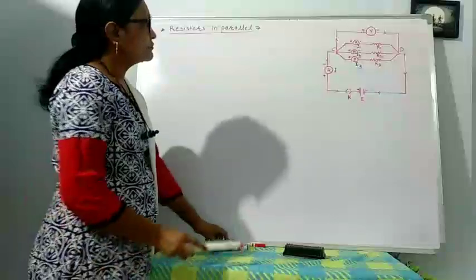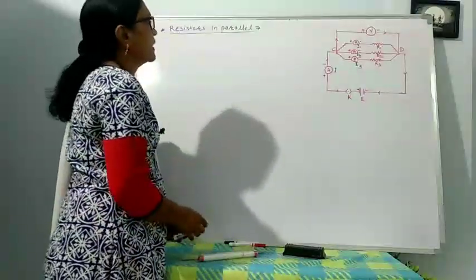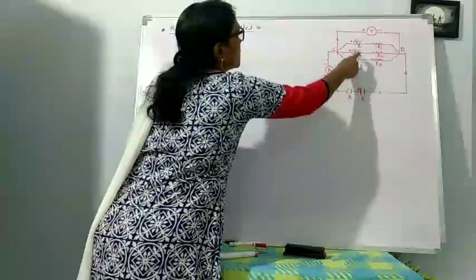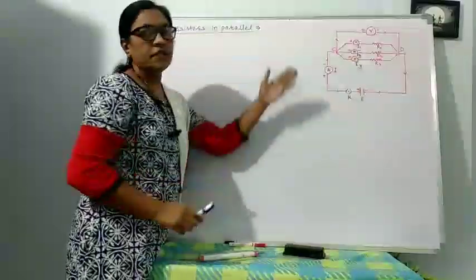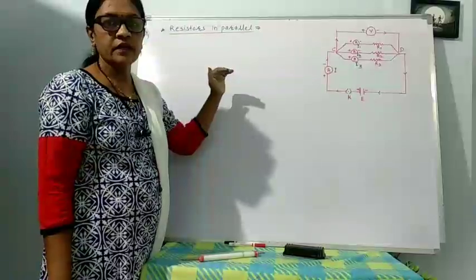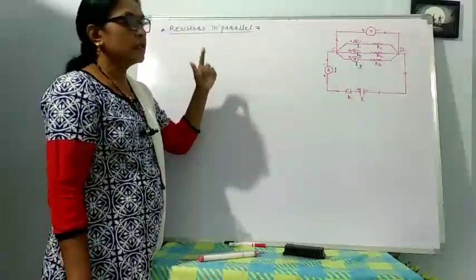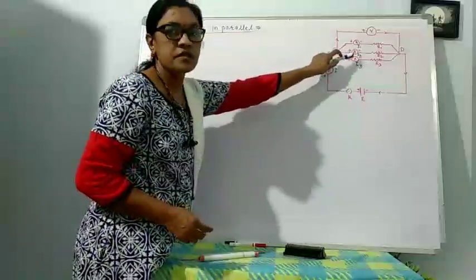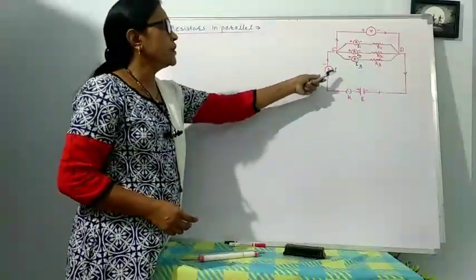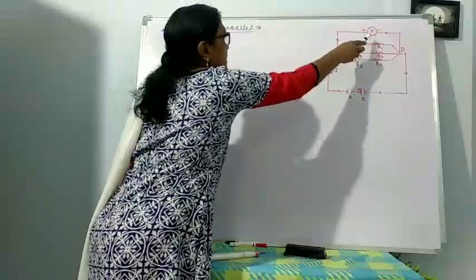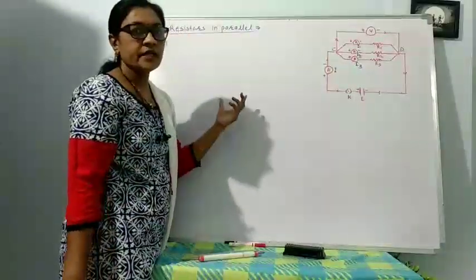Now here in parallel arrangement, current flowing through each resistor is different. In series, आपल्याला difference between series arrangement and parallel arrangement हा क्वेश्चन येतो, त्यासाठी दोघांचा डिफरन्स लक्षात घ्यायचा आहे. In series arrangement, current was same. Here, current is different and potential difference is same. हा पॉइंट लक्षात घ्यायचा आहे.